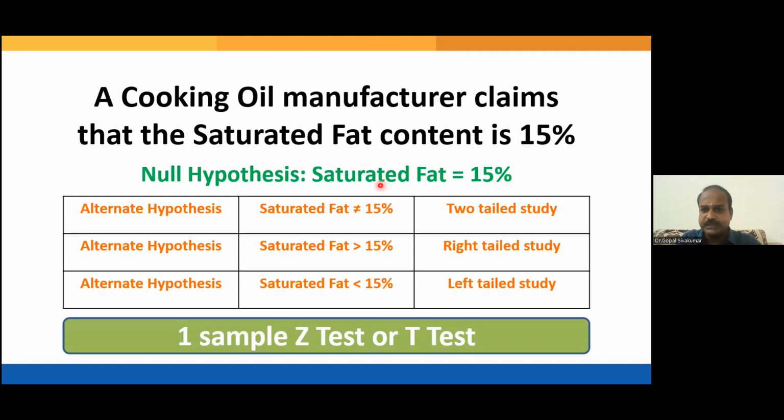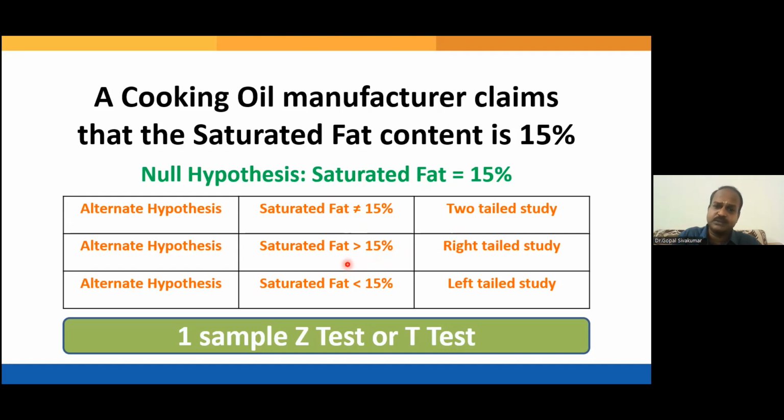So now when I say saturated fat content equal to 15%, that is the null hypothesis. Then what is the alternate? Saturated fat not equal to 15%. Not equal to 15% means it's a two-tailed study. Fat content more than 15% also I am not going to recommend to my clients. Fat content less than 15% also I am not going to recommend to my clients. The study is called two-tailed.